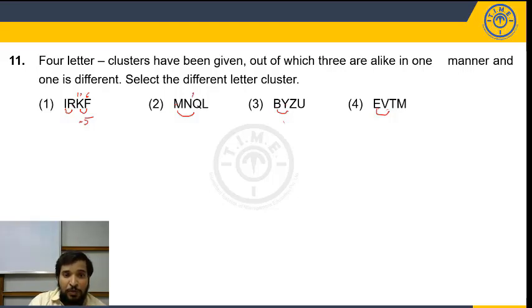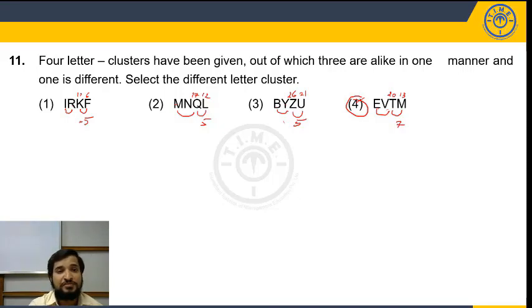In choice 2, Q place value is 17, L place value is 12. Difference between them is 5. In the third letter cluster, Z is 26, U is 21. The difference between the third and fourth letter is 5. In choice 4, T place value 20, F place value is 6 and the difference is different. Except choice 4, in the remaining all, the third and fourth letter difference is 5. So choice 4 is your odd one out.